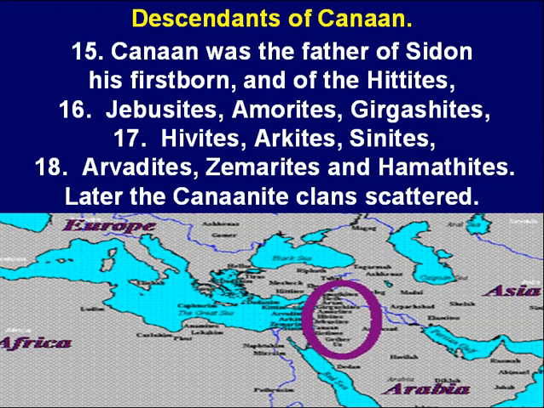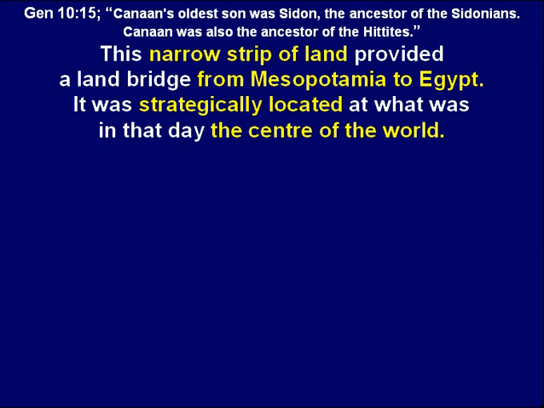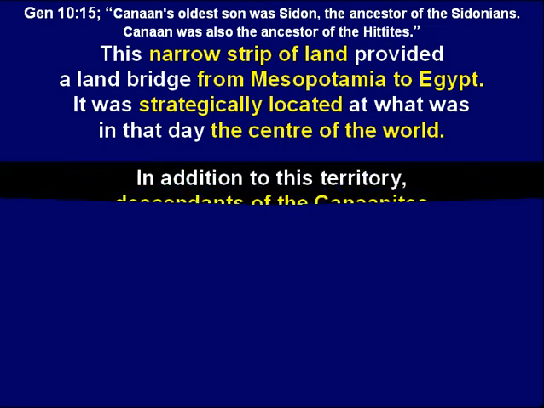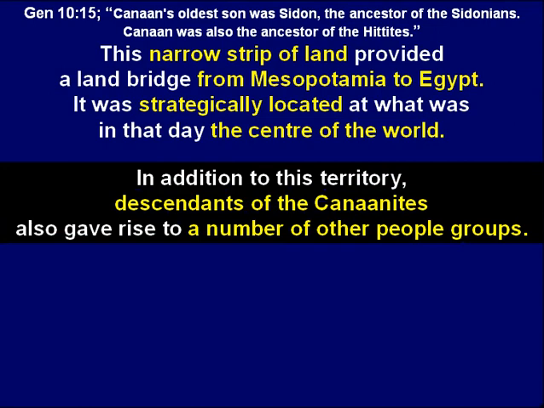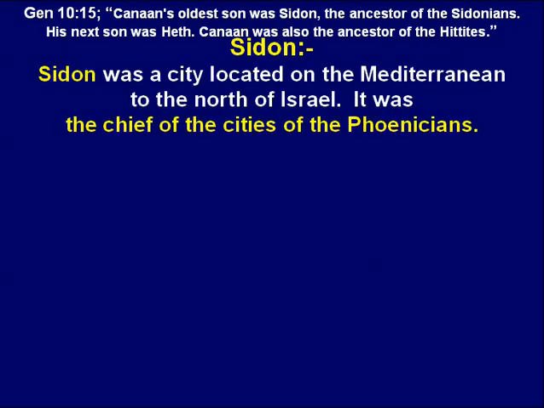Canaan was the father of Sidon and firstborn of the Hittites, Jebusites, Amorites, Girgashites, Hivites, Arkites, Sinites, Arvadites, Zemarites, and Hamathites. Later the Canaanite clans scattered. This narrow strip of land provided a land bridge from Mesopotamia to Egypt. It was strategically located in what was in that day the center of the world. In addition to this territory, descendants of the Canaanites also gave rise to a number of other people groups.